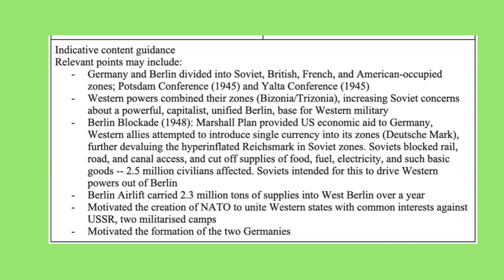A good example is that the Western powers combined their zones into bizonia and then trizonia. So that's your event, and then you can explain that in a little bit more detail. So you can say that this increased Soviet concerns about a powerful capitalist unified Berlin, and even the threat that this would be a base for the Western military. So I haven't just listed the point, I've explained in a little bit more detail the consequences of that event. And that analysis is really important for scoring highly in this question.